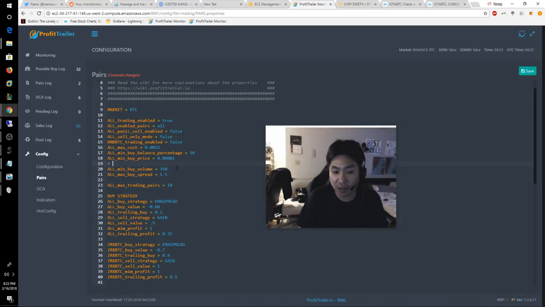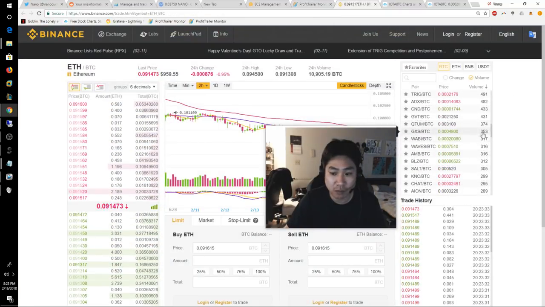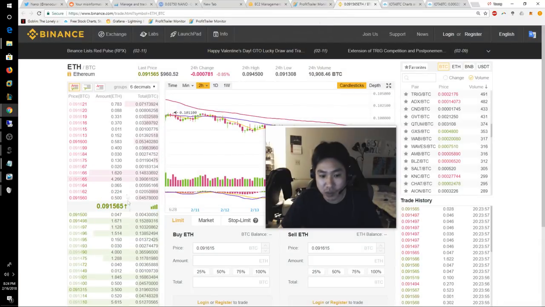Min buy volume is how much volume the token has. So let me have Binance open on the side. The token has to have at least 350 for my bot to consider it. If it's below 350, so Wabi, Waves, Salt, Chat, these are actually good coins. I might actually reduce this value. Max buy spread is 1.5%. So the difference between the two prices, the sell and the buy price.